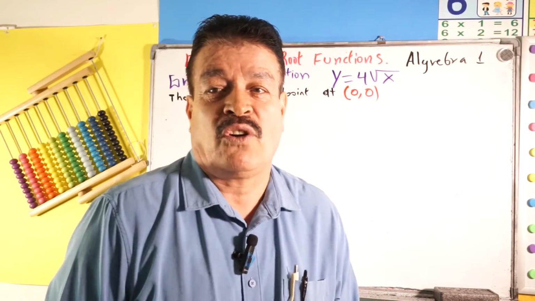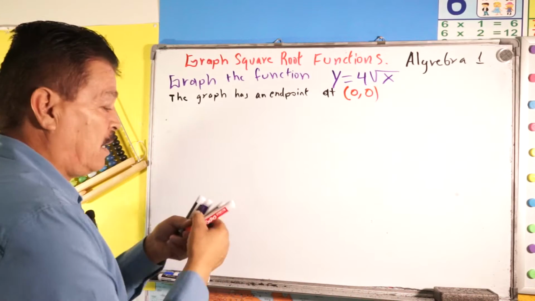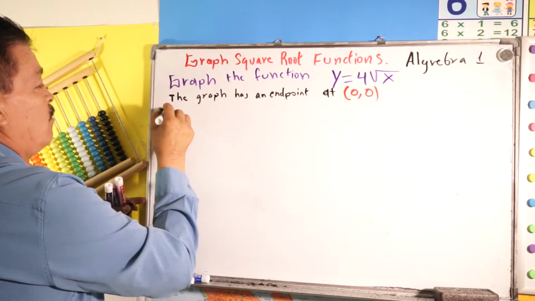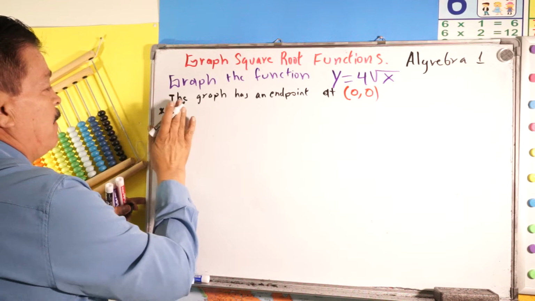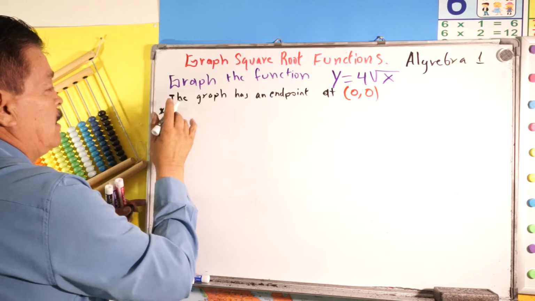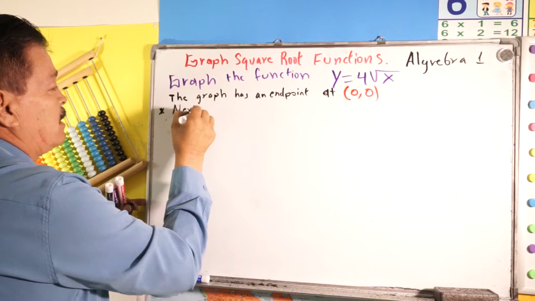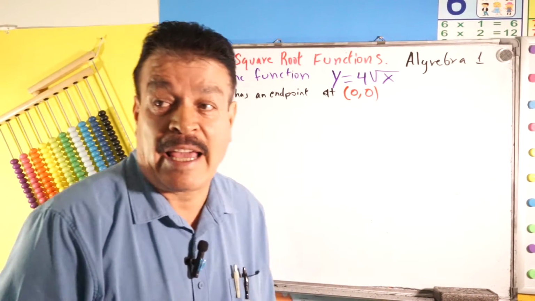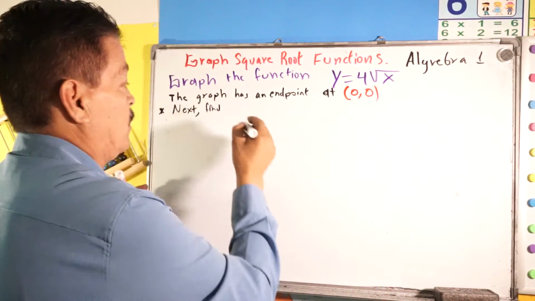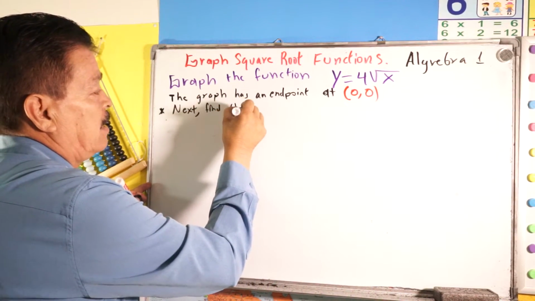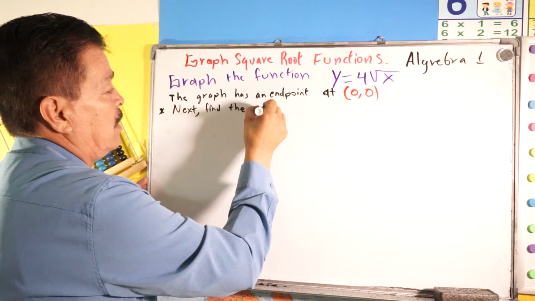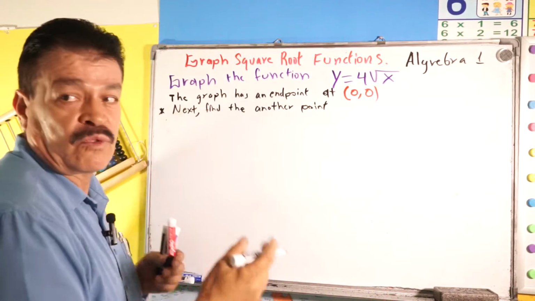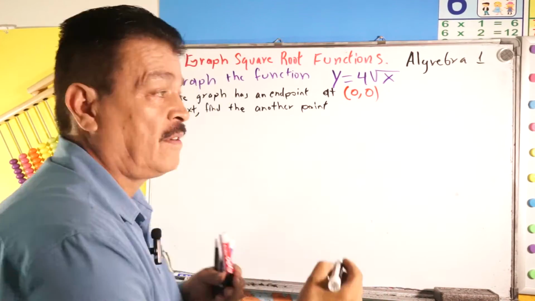All right. So next, find the point. Very important. Next, find another point. We have to find another point on the graph.